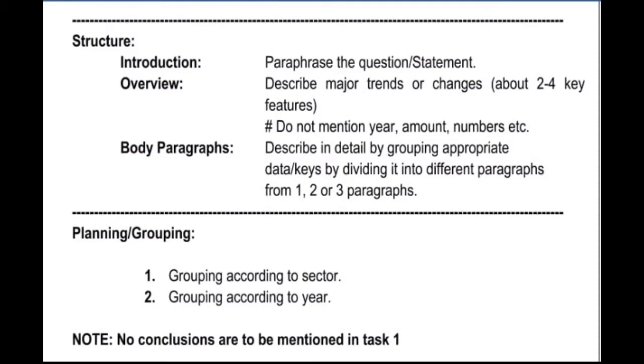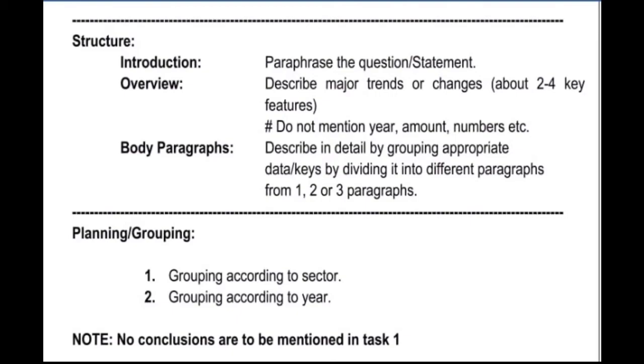Now, when it comes to body paragraphs, you need to properly plan or group your data. The question has 2 years, so we can group it according to the year. That means in one body paragraph, we can talk about the year 2000, but we will need to talk about all the 8 industry sectors. So it will have all the 8 industry sectors in body paragraph 1. Body paragraph 2 can be talking about 2016, but again, it will have all the 8 industry sectors. That means I will have to keep on repeating in my second paragraph about agriculture, construction, trade, utilities and so on, all the 8 sectors. So that will be a repetition, so avoid repetition.